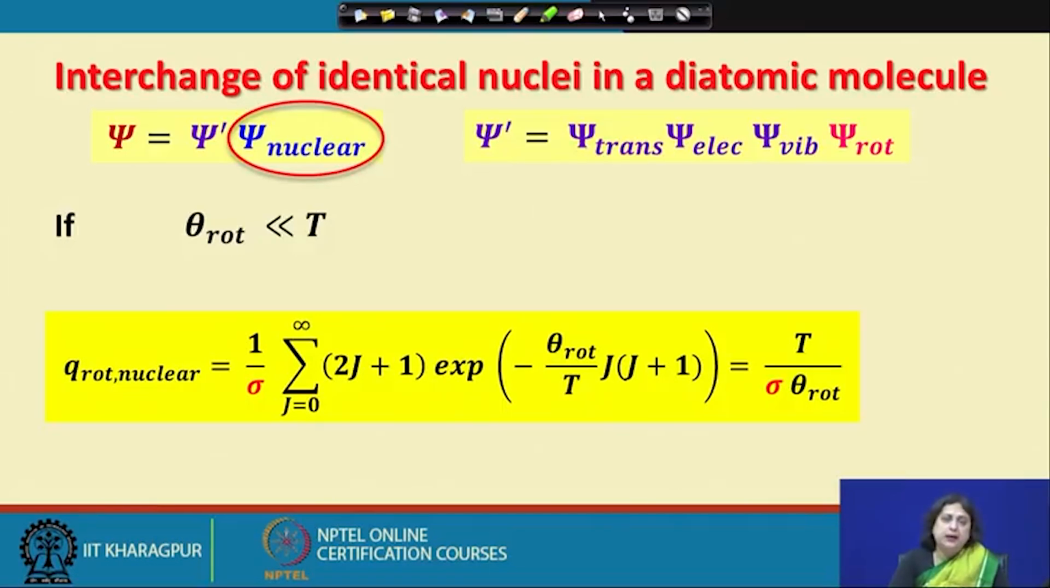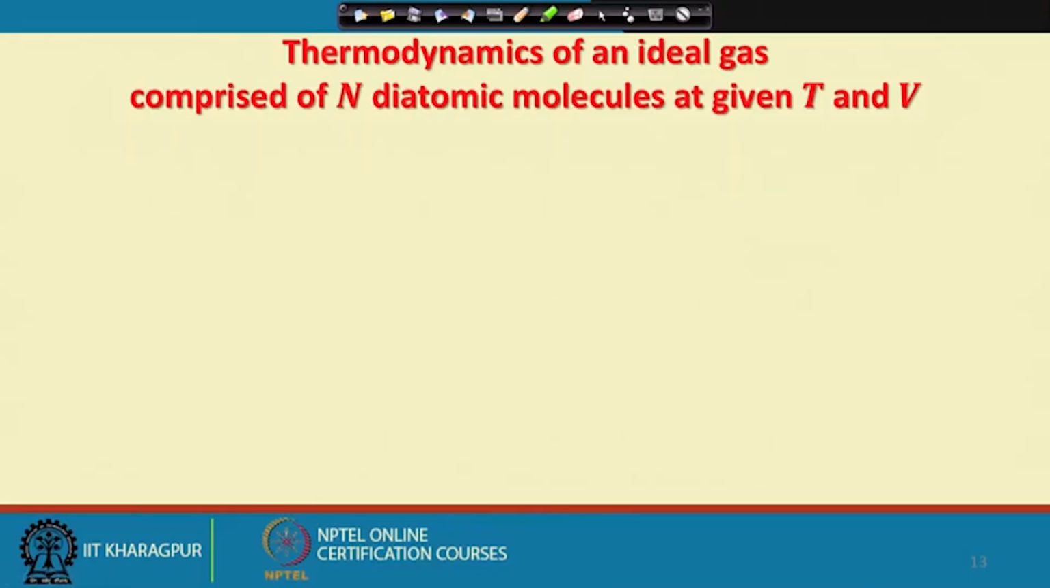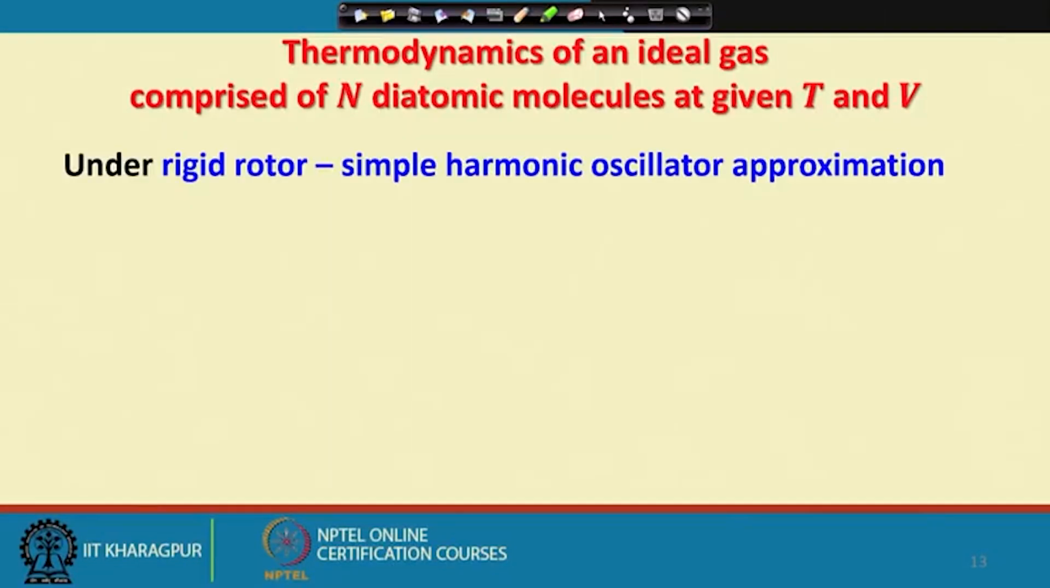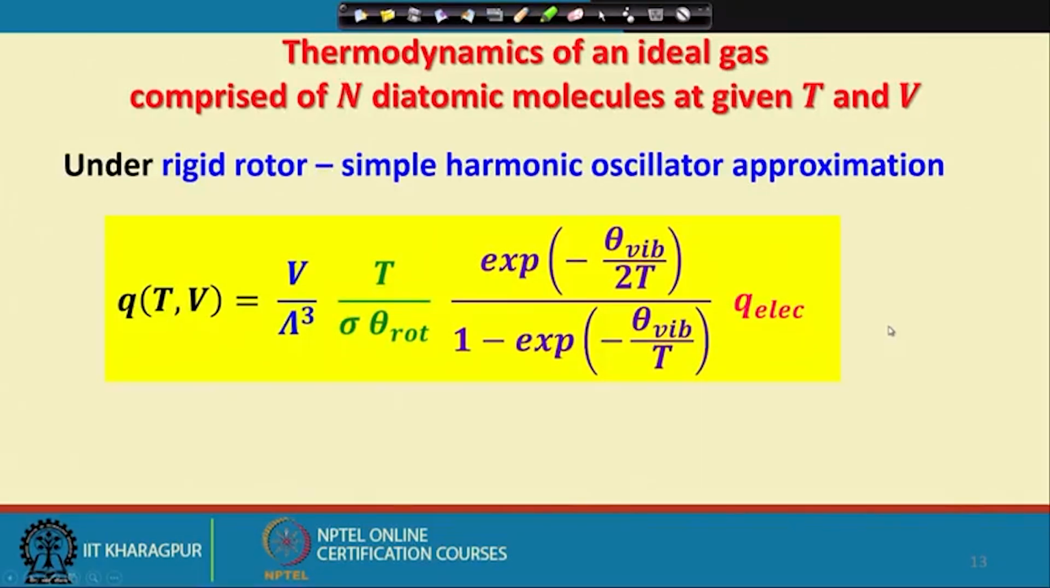Now, I am going to put back all these results together to write down the basic information that we derived for the ideal gas comprised of capital N diatomic molecules and maintained at a given temperature T in a volume V. Under the rigid rotor simple harmonic oscillator approximation, the single particle partition function is given by an expression like this.